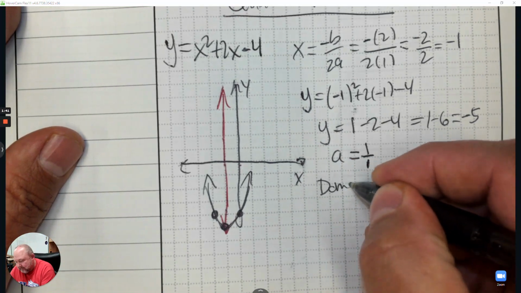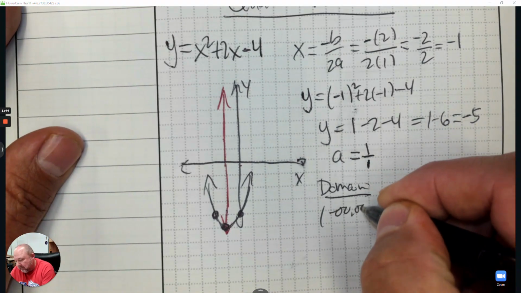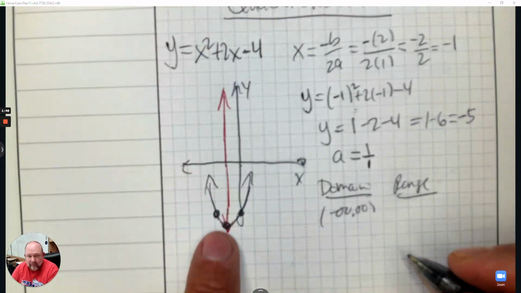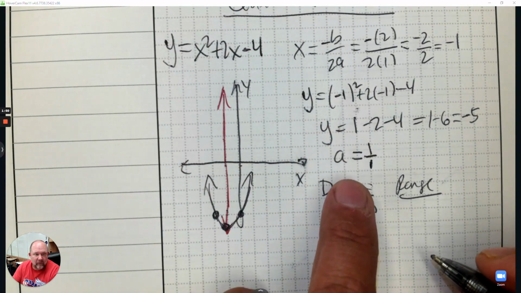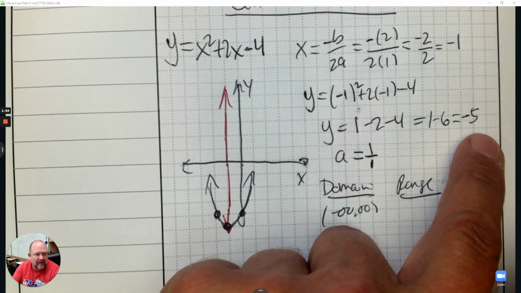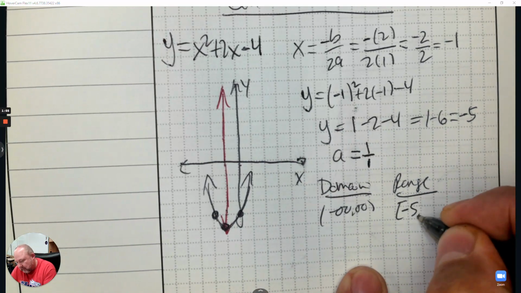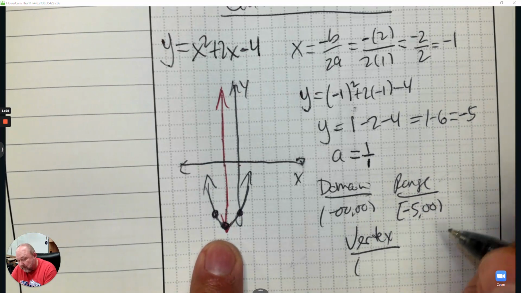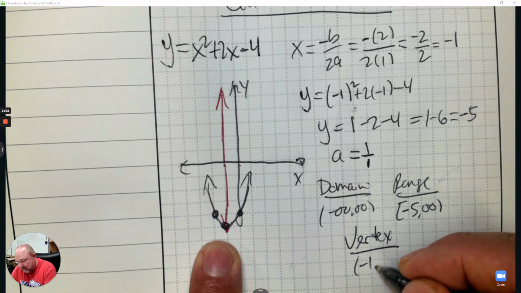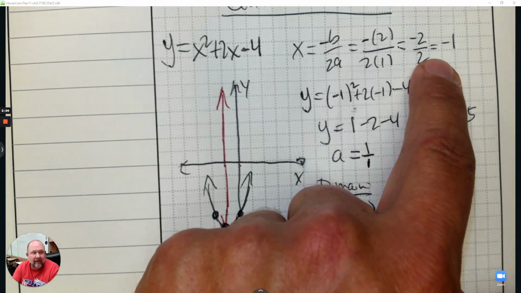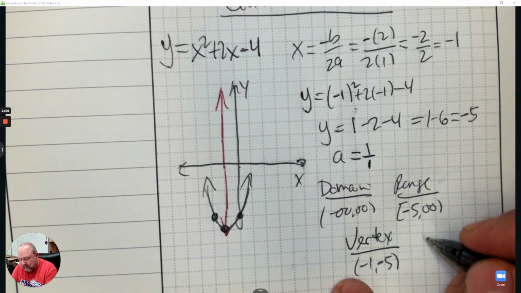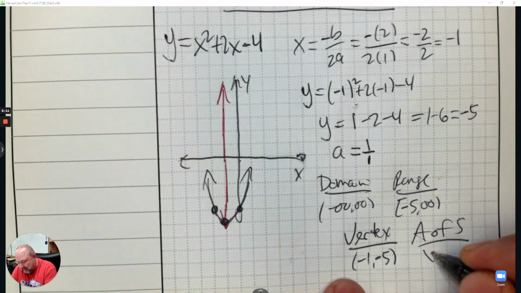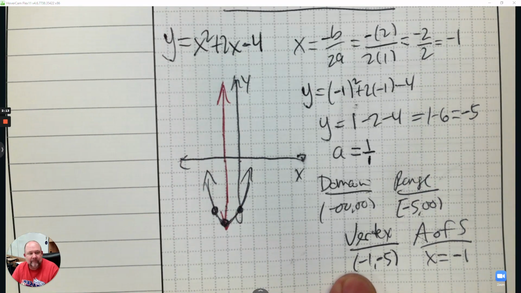The domain is all real numbers, and the range goes from the bottom to the top. So the bottom is the y-coordinate. So the y-coordinate of the vertex is negative 5 to infinity. Oh, and I should also write down what the vertex is. That low point was at negative 1, negative 5. So negative 1, negative 5, that's your vertex. And the axis of symmetry is that red line, just x equals what the vertex is.